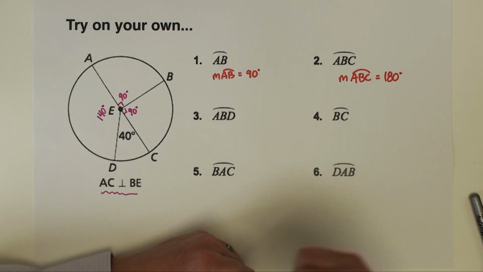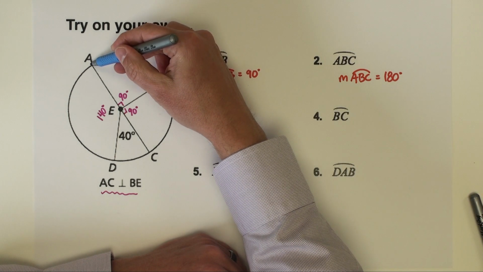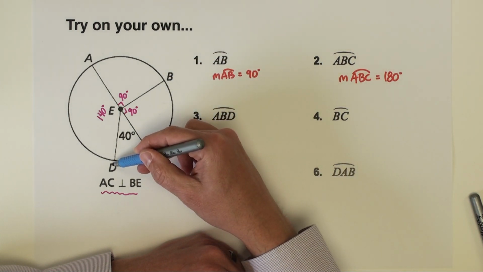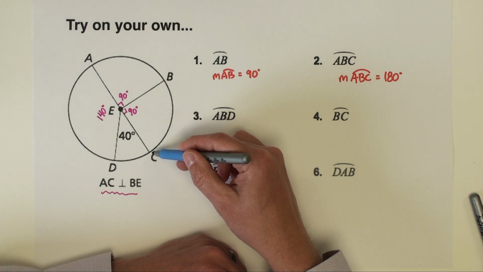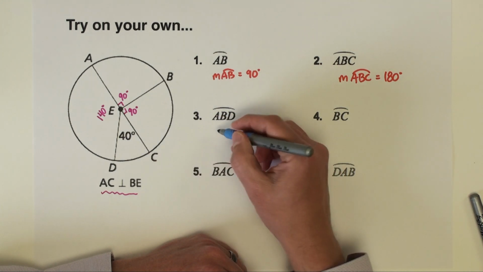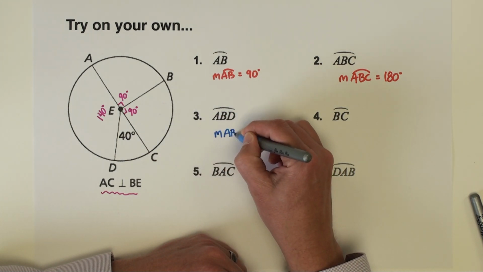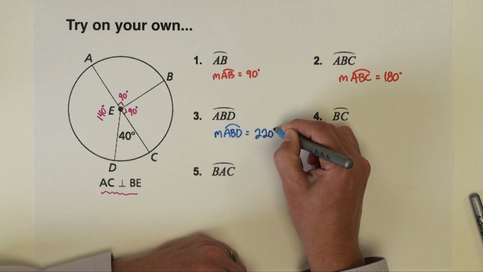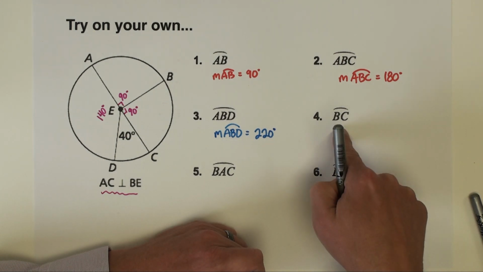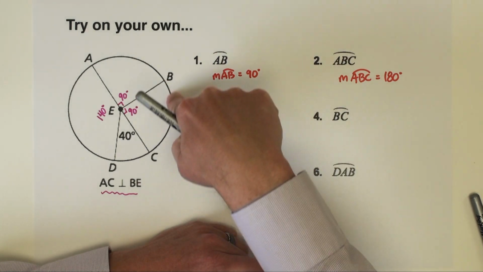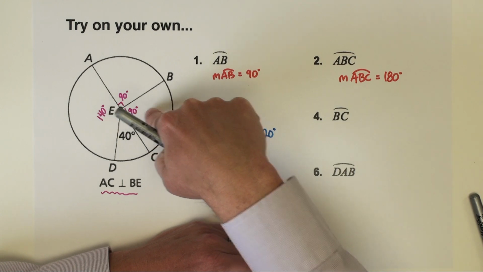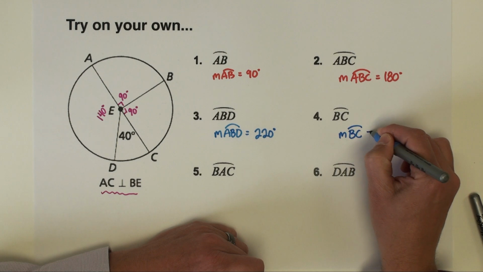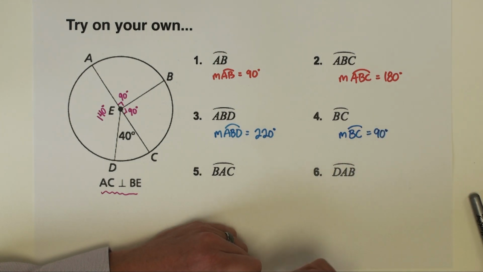Next arc, ABD, so start at A, go through B, and finish at D. So that's going to be the same as ABC, 180, plus this 40 more. So the measure of arc ABD is 220 degrees. Next one, arc BC. BC is a minor arc between points B and C. The central angle intercepting that arc is 90 degrees. So the measure of arc BC is 90.